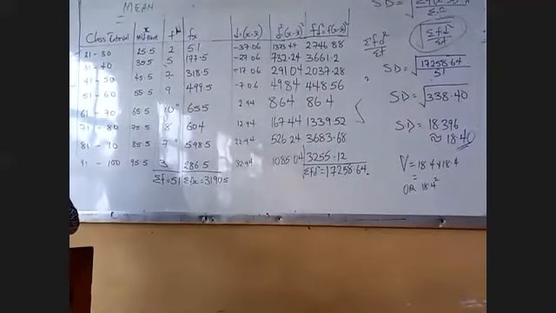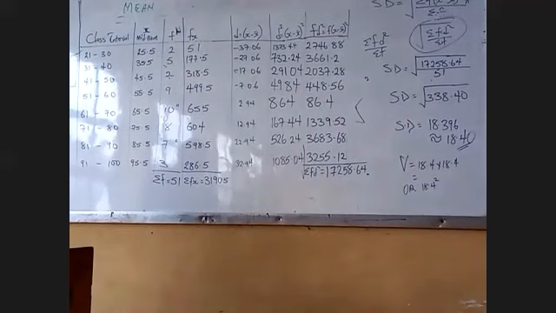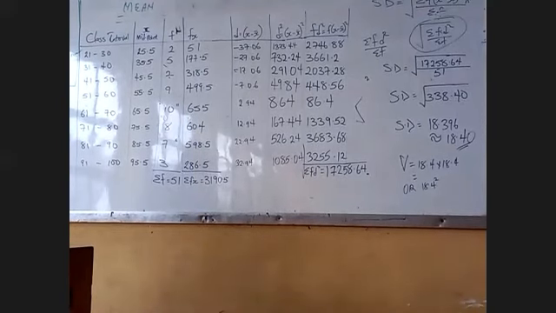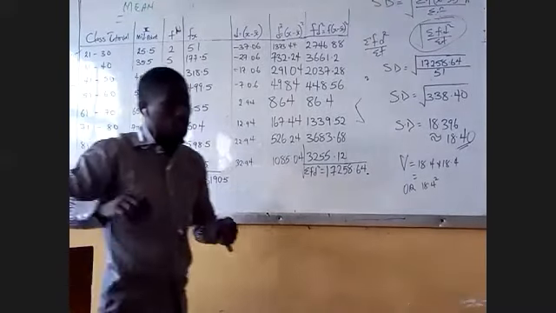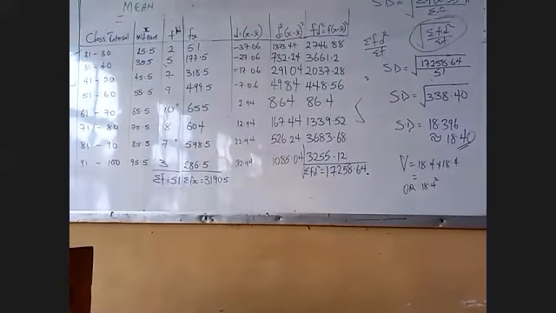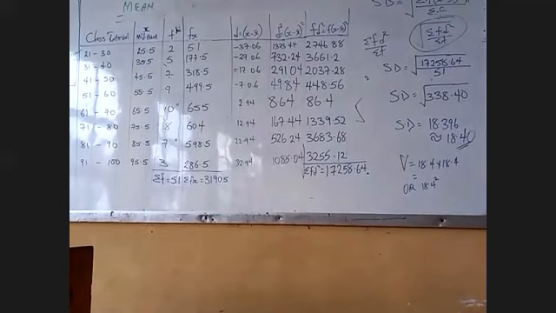Any other question? Hello. Please, for the variance, you said we should square the standard deviation. Can we just, from looking at it, say the variance is 338.40? Yes. Hello? It's 338, minus 1.